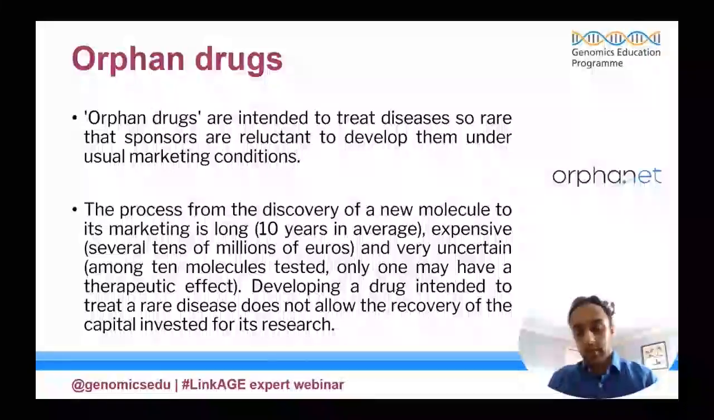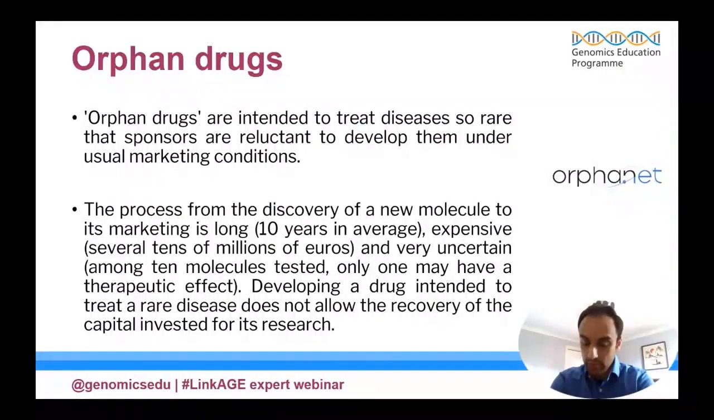Developing a drug intended to treat a rare disease therefore becomes very tricky if you use this approach, and it's better to repurpose drugs rather than to identify new drugs. And that's another key part of my algorithm, and we'll explore that a bit more in later slides.